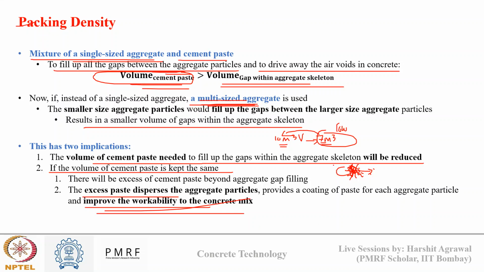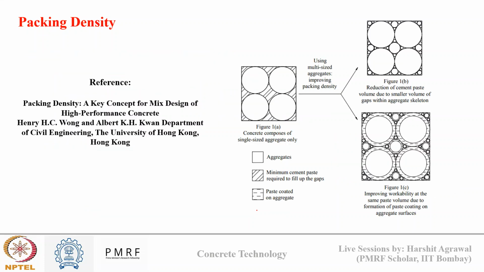So either we can work with a lower quantity of cement, sufficient to fill the air voids, or we can have a higher quantity of cement and improve the workability of concrete. The same concept you can understand from this image here also. You can see figure 1, it is concrete composed of single-sized aggregate only. This is my aggregate, and the air voids between aggregates is the minimum cement paste that is required to completely fill the concrete.